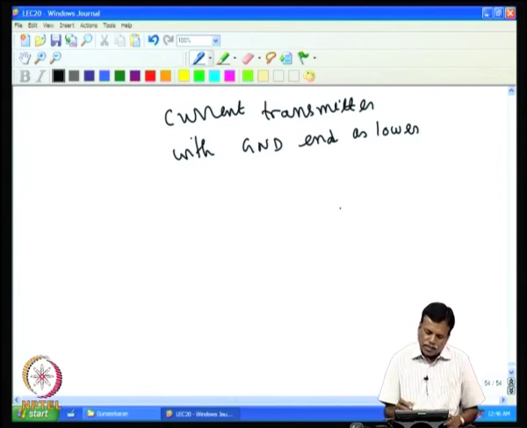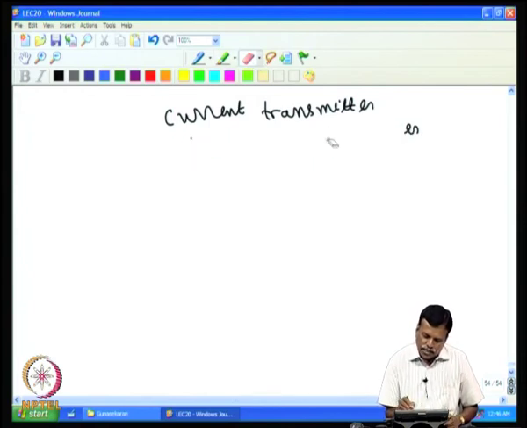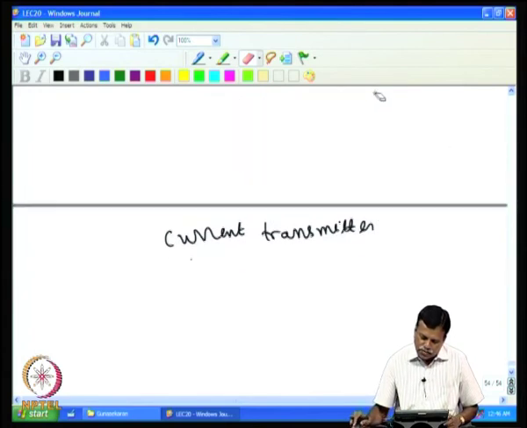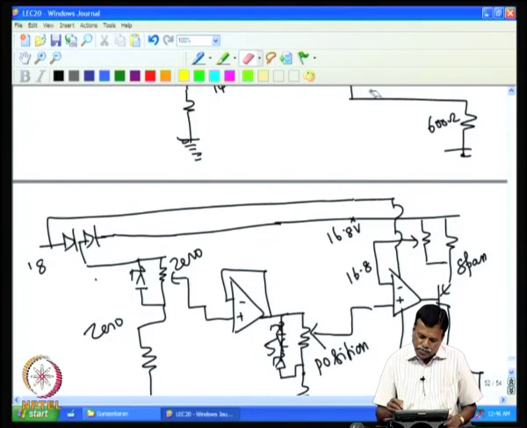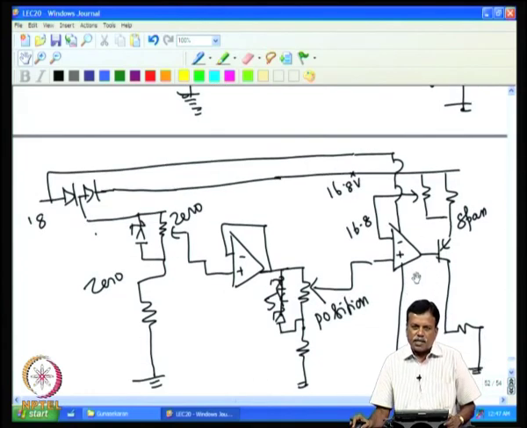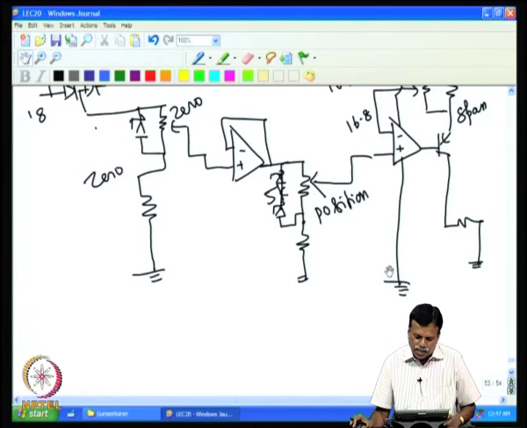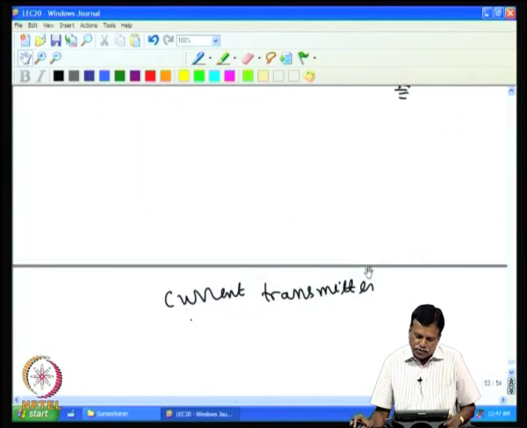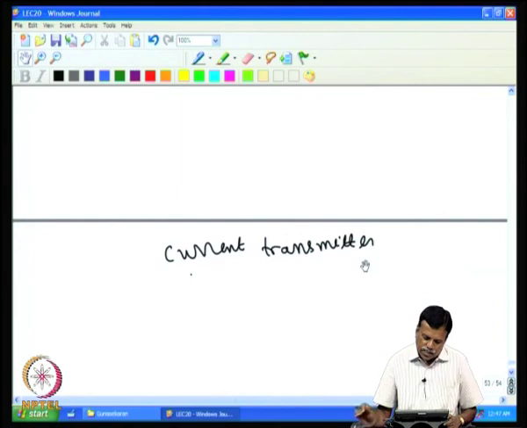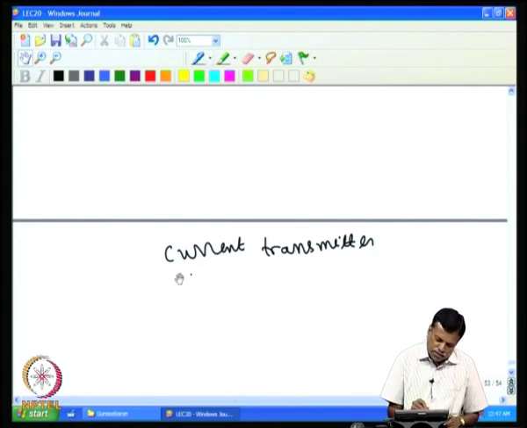Or the other way around, we will say that this is a current transmitter without referring to the supply as reference. If you look at the earlier current transmitter, we take the supply as a reference point and then we are lowering this voltage to get the required current. So, this is a supply reference current transmitter. Instead of that, we go for a ground reference current transmitter, and then we will have a slightly different problem, not the same problem.